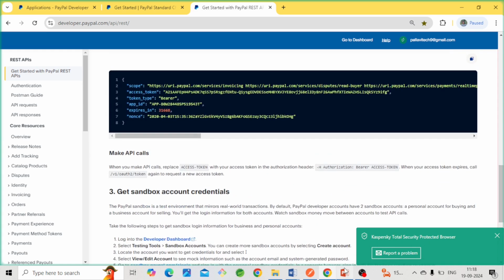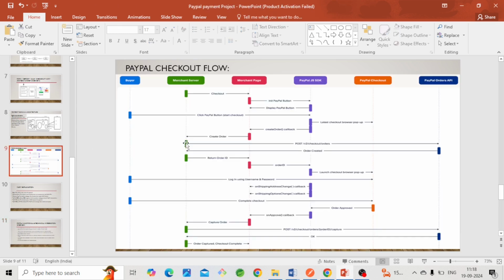See in this diagram, as we discussed, after getting the access token, we will make the first API call, a POST request to /v2/checkout/orders. After that, we will get the order ID. First we get the access token, then we are able to make the API call. After that we get the order ID. By using this order ID, we are able to make the capture call, that second API call. The entire set of API calls we will discuss in the next video.